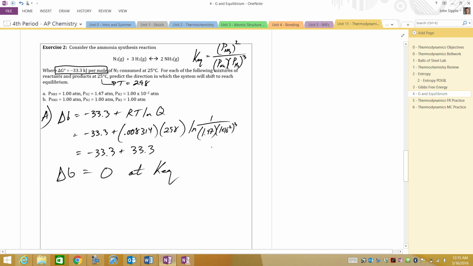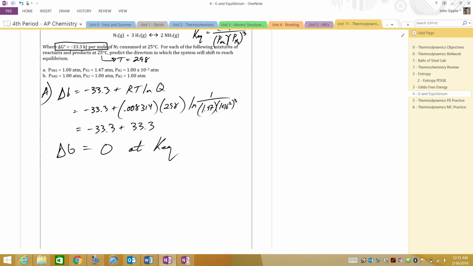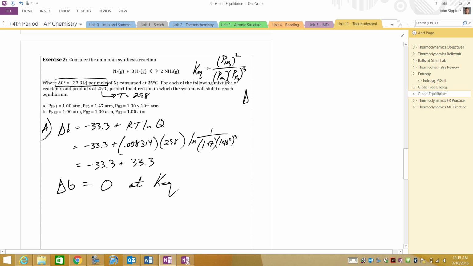For that first one, delta G equals 0. I'll put these off to the side. When delta G equals 0, we're at equilibrium. When delta G is less than 0, the reaction will shift right. When delta G is greater than 0, the reaction will shift to the left to get to equilibrium.